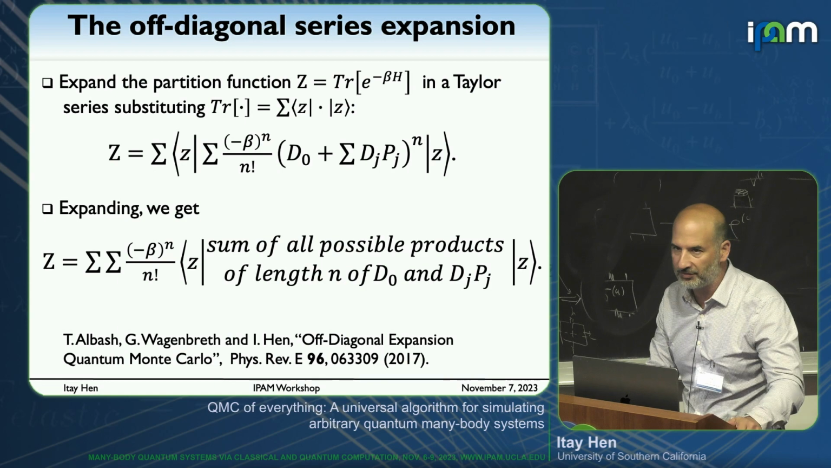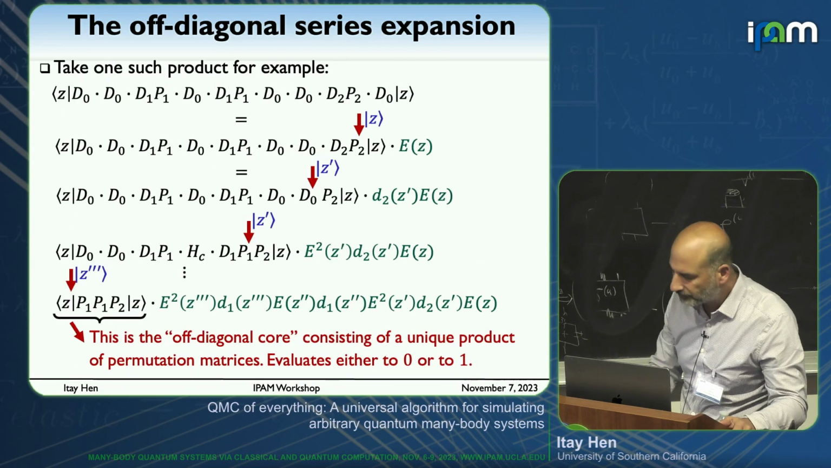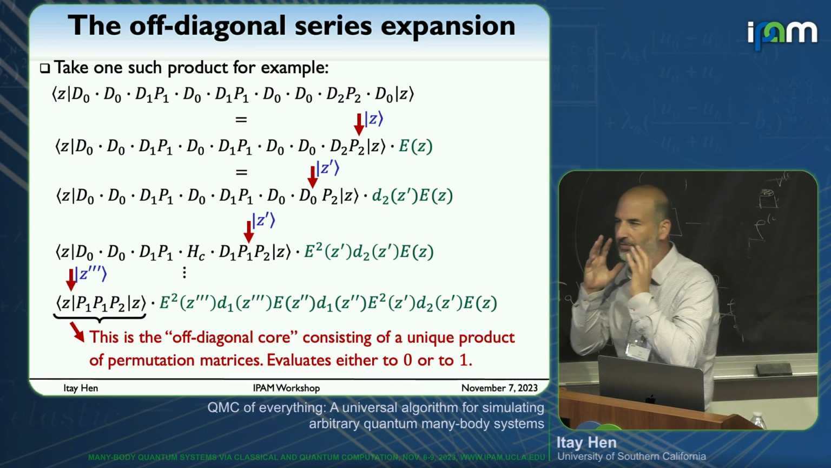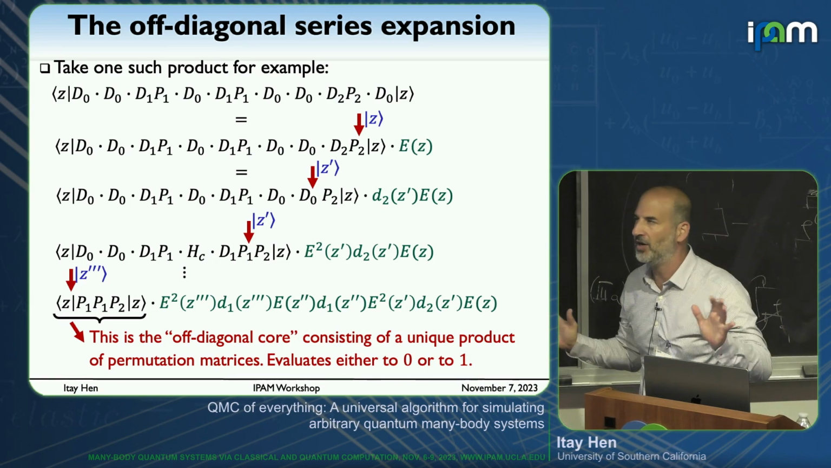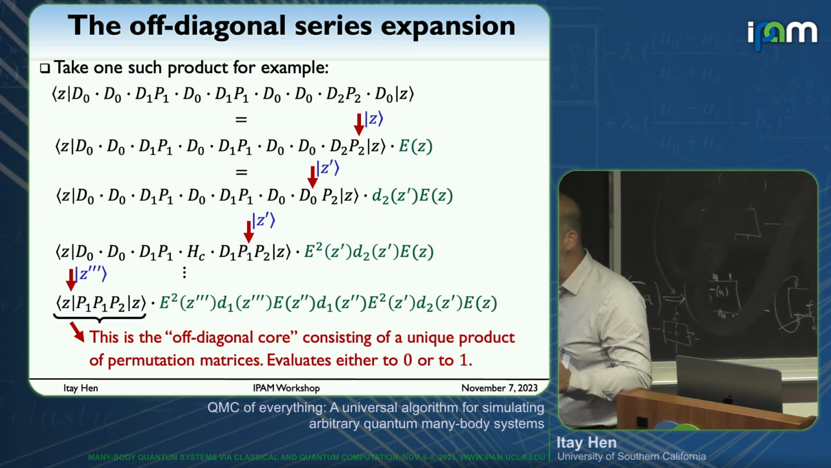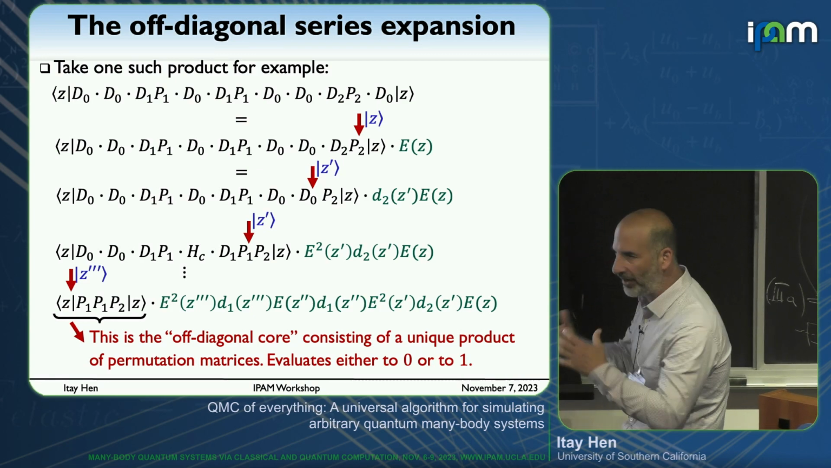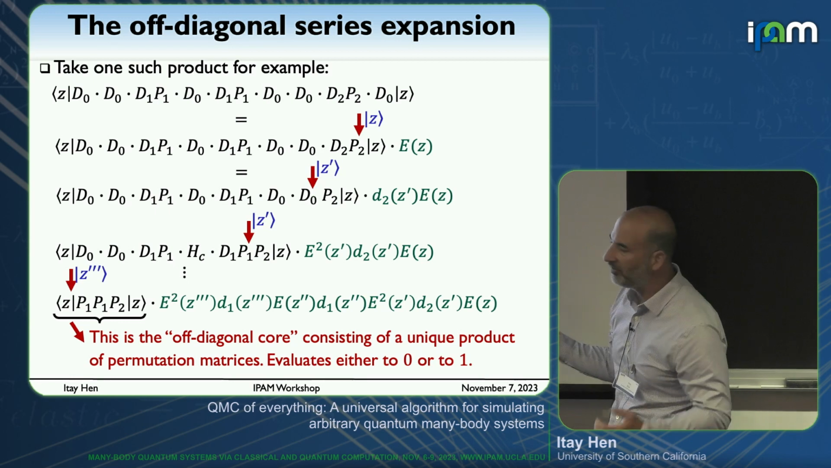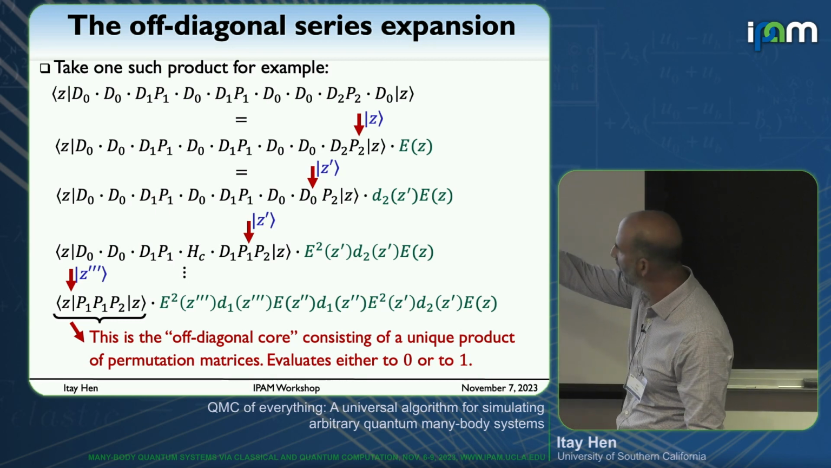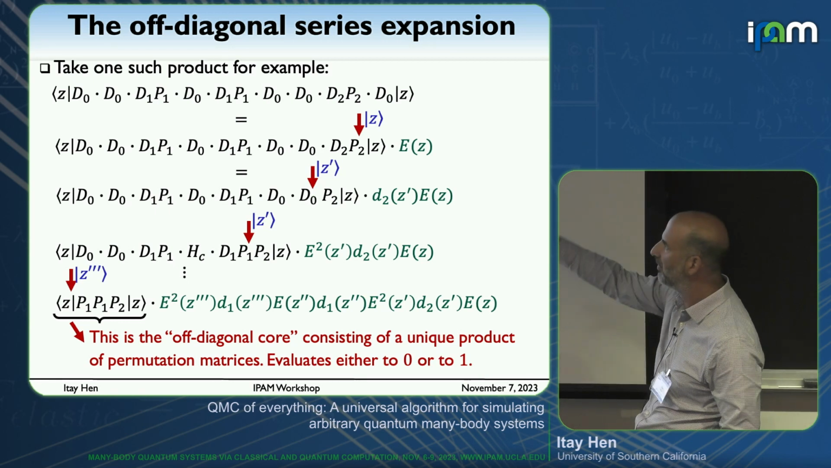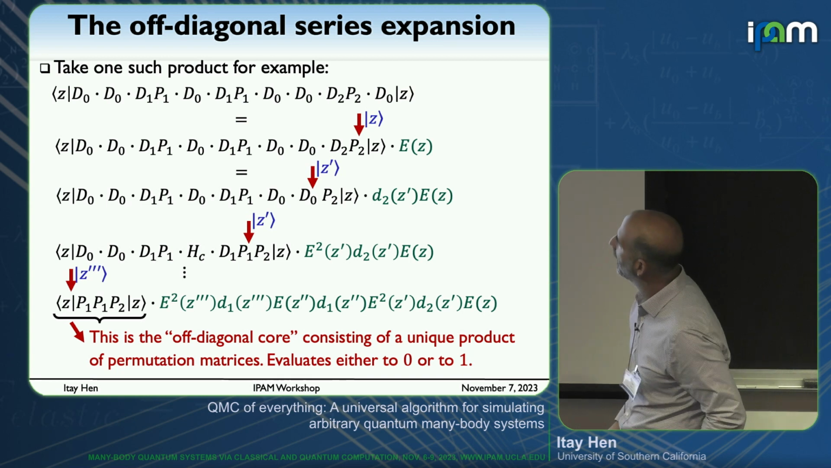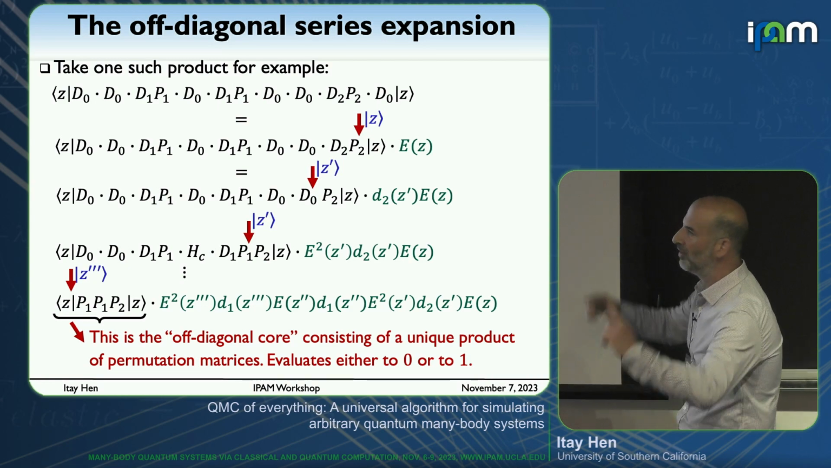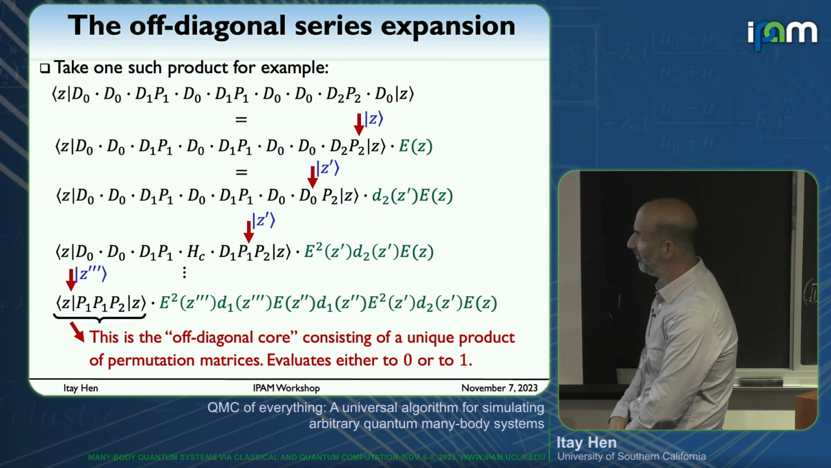So in order to explain how this is helpful, I want to take one of those terms. There are factorially many terms like that, I would say. But we can focus on one, a random one that I just chose. For example, one of these elements will be d0 times d0 times d1 p1 times d0, and so on. And I want to see what happens if you sandwich it between two computational basis states.